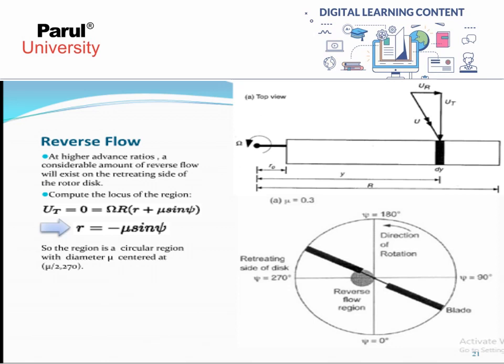Now we can see the figure. The upper figure is the top view, and the lower figure shows mu equal to 0.3, with psi equal to 0, 90, 180, 270 around the circle. The direction of rotation of the blade is anti-clockwise, the left hand side is the retreating side of the disc, and the right hand side is the advancing side of the disc. The reverse flow region exists at the point mu by 2, with mu as the diameter, so the radius is mu by 2, at 270 degrees. This is the reverse flow region we can see.